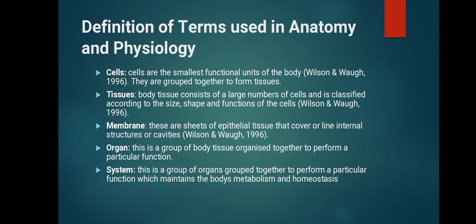So we begin with the definition of terms used in anatomy and physiology. Cells are the smallest functional units of the body. They are grouped together to form tissues. So a lot of cells form tissues. Body tissues consist of large numbers of cells and are classified according to size, shape, and functions of the cell. So meaning there are a lot of different body tissues and they are classified according to their functions, their shapes, and the number of cells.